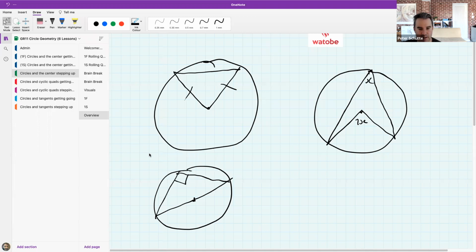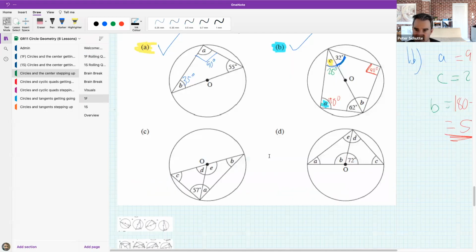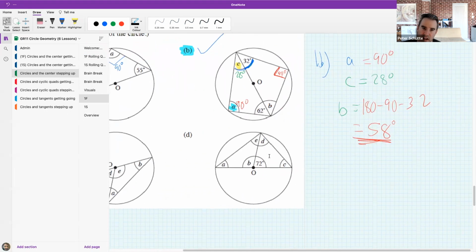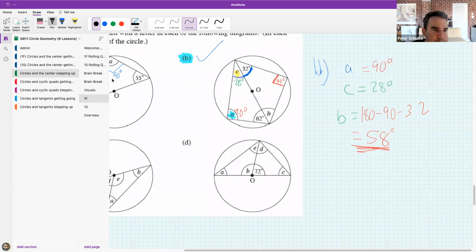I wanted to ask, in the previous question, how did you get the value of C? I gave the value of C. Let's have a look. Yes, I did give the value of C. How did you get it?